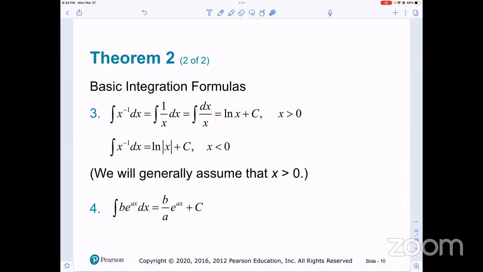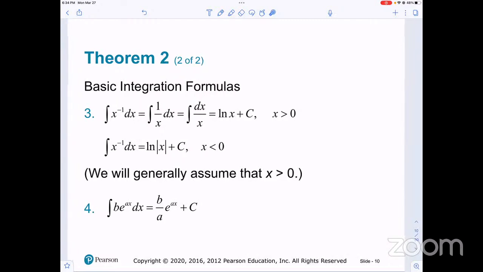Okay. So in example 4, in part 4, we have b times e to the power of ax. So the b just persists out in front, and you have to divide by that a. So b over a times e to the ax plus c. Okay. I feel like these become more clear when we work examples.